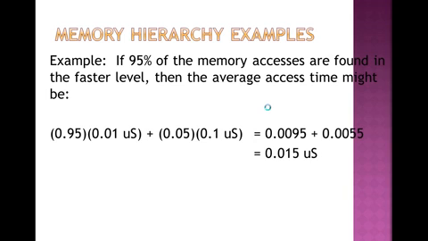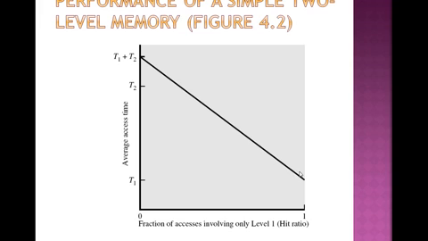Then next is your memory hierarchy example. If 95% of the memory accesses are found in the faster level, then the average access time is 0.95 times 0.01 microseconds plus the remaining 5%, 0.05, multiplied by 0.1. Summed up, that equals 0.015 microseconds. This is the performance of a simple two-level memory.